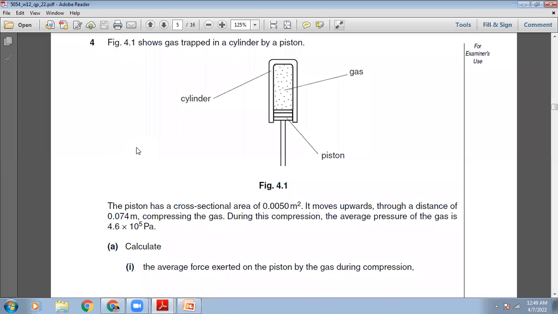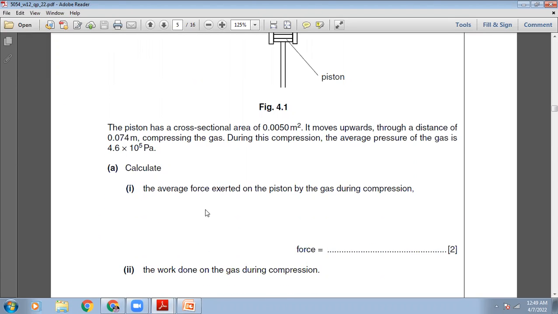Figure 4.1 shows gas trapped in a cylinder by a piston. The piston has a cross-sectional area of 0.0050 meters square. It moves upwards through a distance of 0.074 meter, compressing the gas. During this compression, the average pressure of the gas is 4.6 x 10^5 Pascal. Calculate the average force exerted on the piston by the gas during the compression.